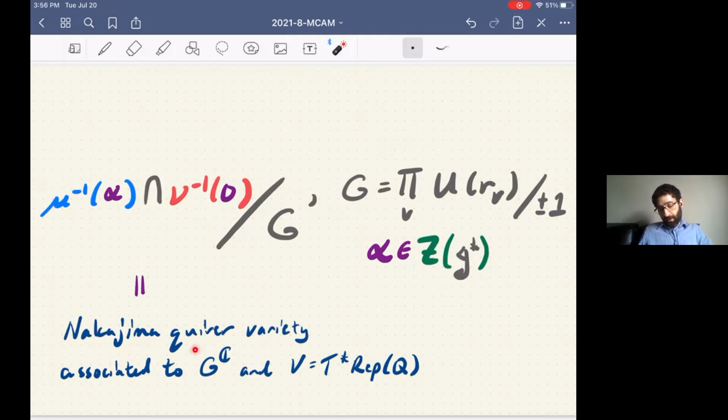And this is, in fact, the Nakajima quiver variety associated to the group G, or its complexification. So to take this quotient, I should say, I actually restrict to the compact group and mod it out by plus or minus 1, which acts with stabilizer. So now G is compact, let's say, for all time. And so I'll say this is the Nakajima quiver variety associated to the complexification of G, and to representation V, which is in fact our T star rep Q.